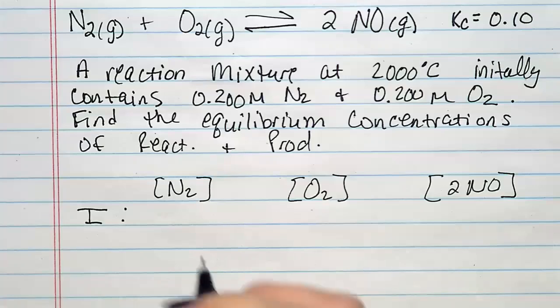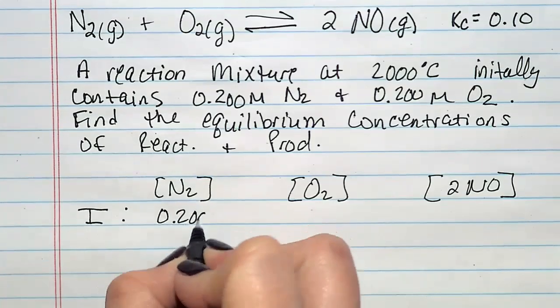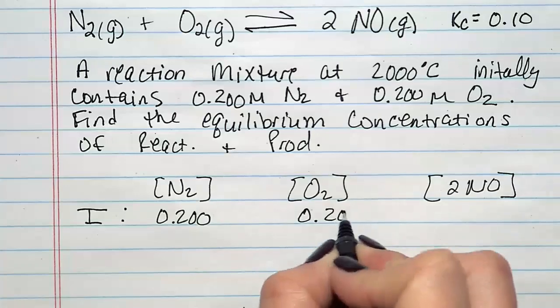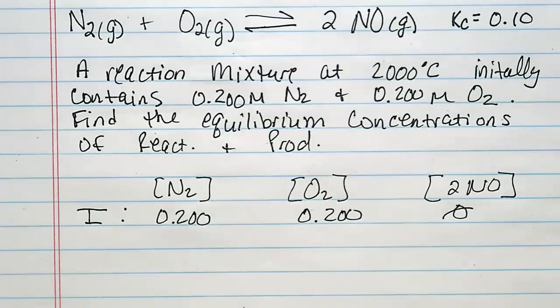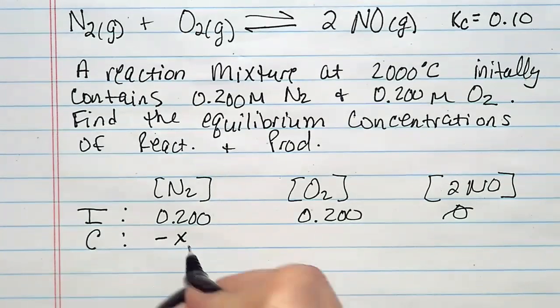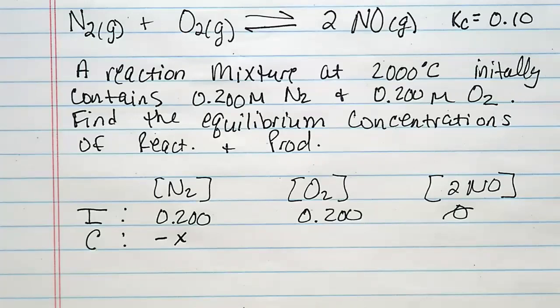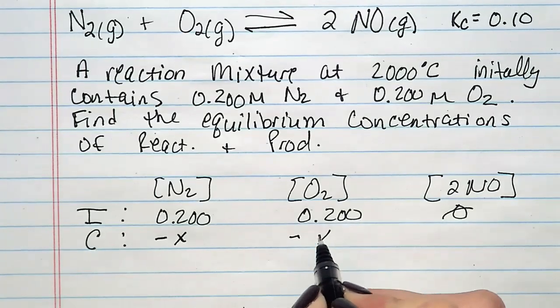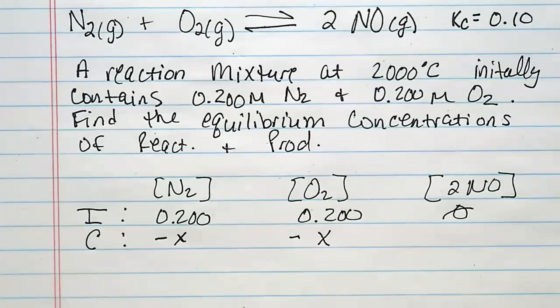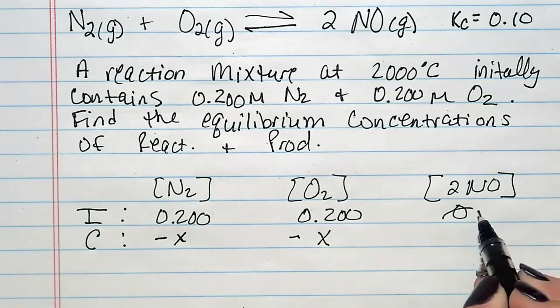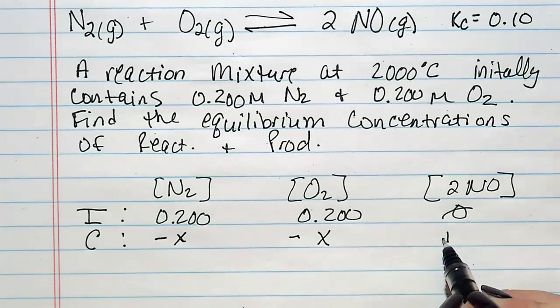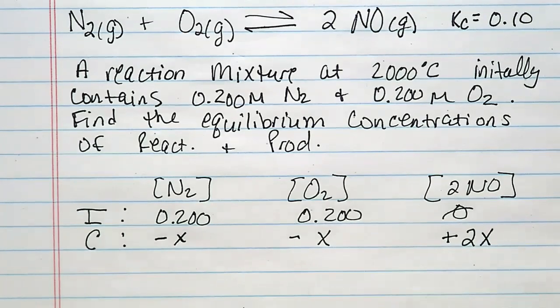The initial was given, and none of the product, okay? The change is going to be N2 changes by some amount X, we don't know. O2 changes by some amount X, we don't know. And 2NO changes by 2X. Everybody with me so far?